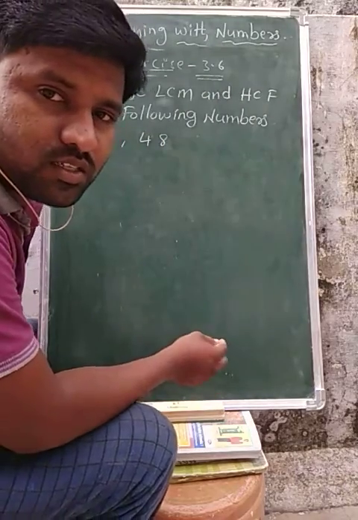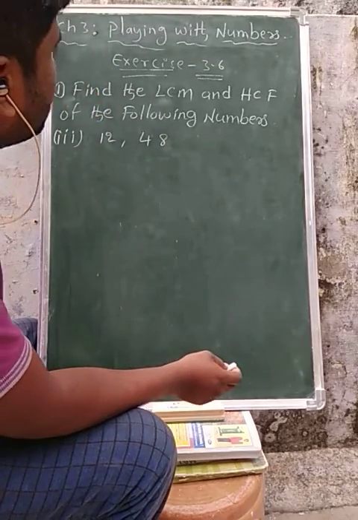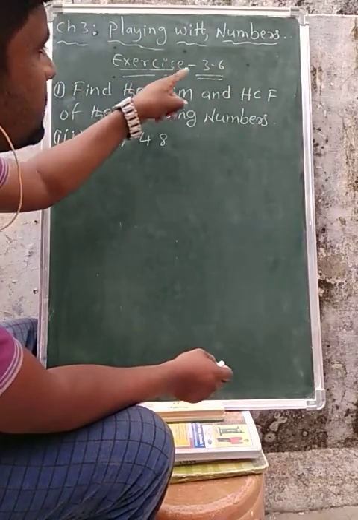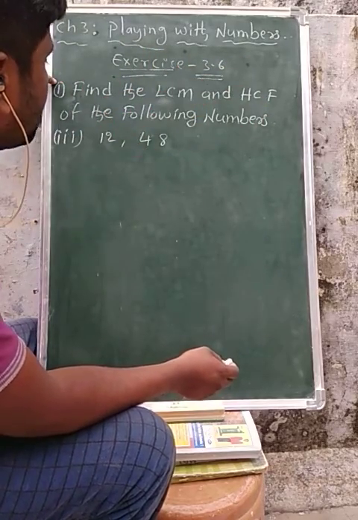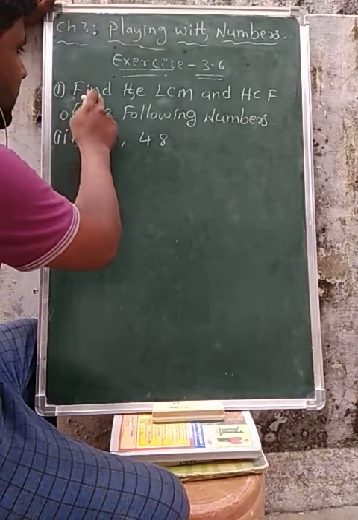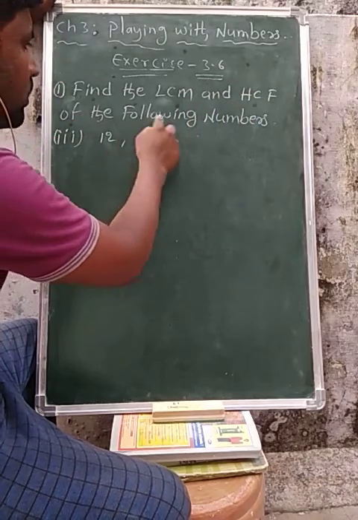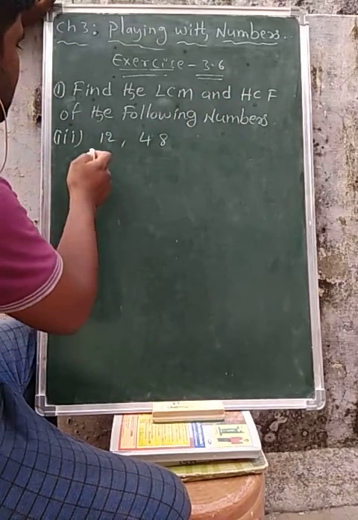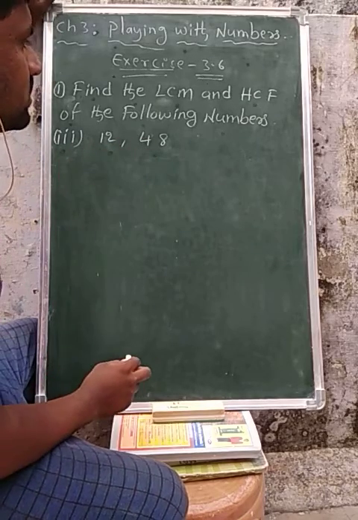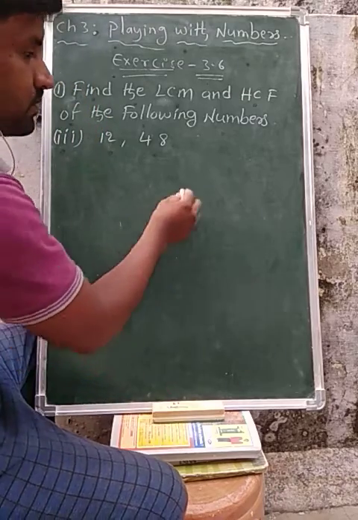Good afternoon, students. Today we are going to discuss chapter 3, Playing with Numbers, exercise 3.6. First question. The question is given: find the LCM and HCF of the following numbers. In that I have taken the third question, 12, 48. Then after, check their relationship.